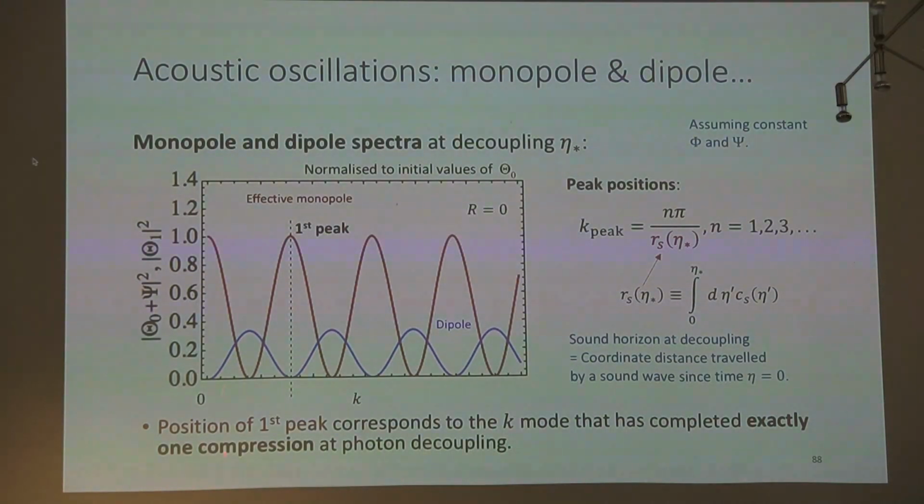And essentially the position of the first peak that you see here corresponds to the K mode that has completed exactly one compression at the time of photon decoupling. Okay, so you compress and then rarefact and then compress again. So first peak is exactly one set of compression. Right, so these are the peaks on the last scattering surface.